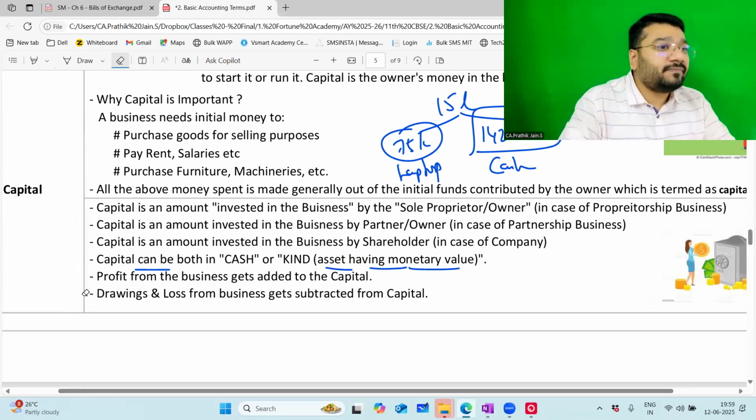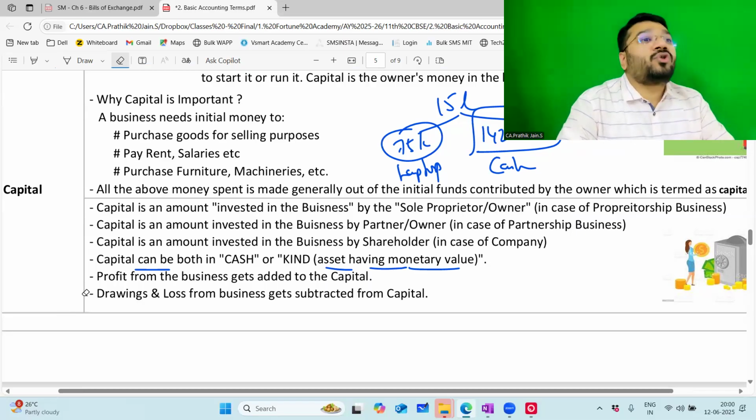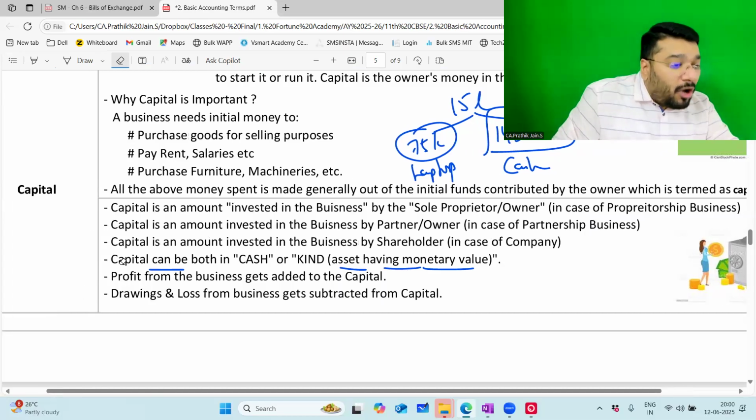Yes, boss. So the partners are investing in the capital. The business has to give it back to the investors. Correct. That becomes internal liability. Internal liability only. Any money that you have to pay to the owner, whether the owner in case of a sole proprietorship business, or the owner in case of a partnership business, or the shareholder in a company, for everything it is internal liability. Any problem? Next, profit from the business gets added to the capital.